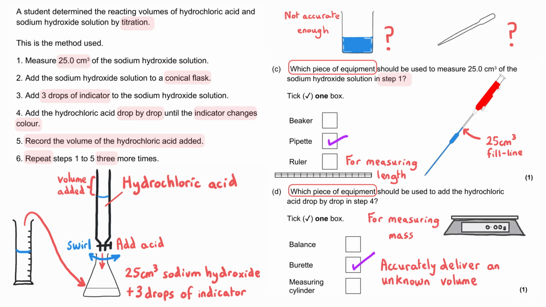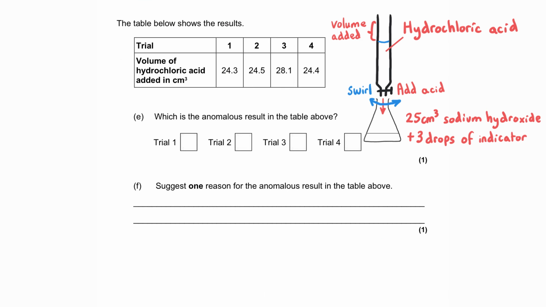We use balances to measure the masses of substances, and the measuring cylinder is the most plausible of the two wrong answers. We do use measuring cylinders to measure volumes, but they're not very good at measuring unknown volumes as accurately as burettes are.